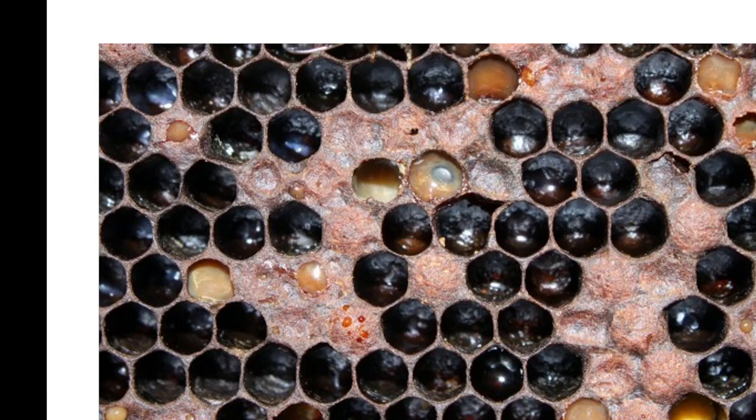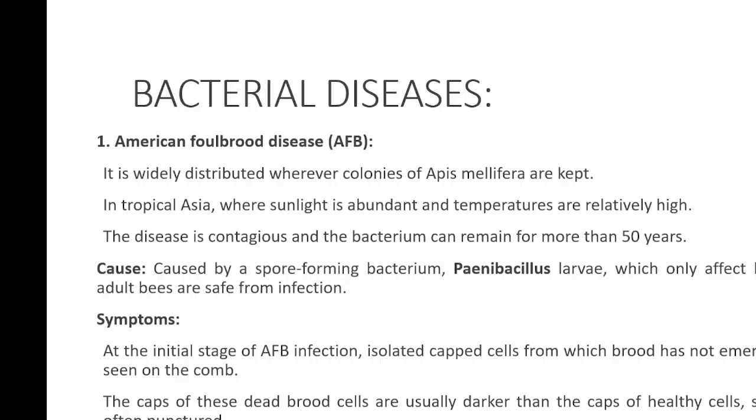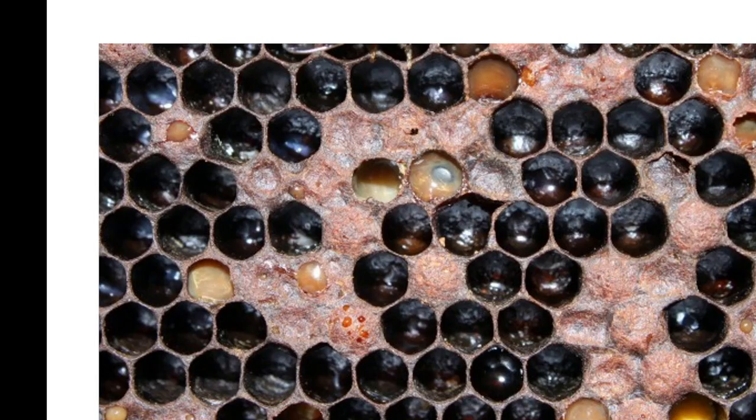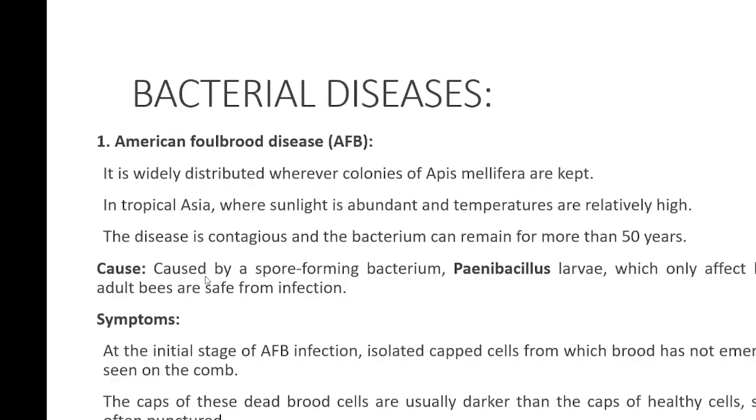This is how the disease will be manifested when it is infecting a beehive colony. So at the initial stage of American foul brood disease, isolated capped cells from which the brood has not emerged can be seen in the comb. So this is how it will be. Normally we can find a number of cells where the bacterial infection has taken place, but these are the normal cells from which the larva has come out. But here, because of this bacterial infection, the larva may not be able to develop into a honeybee adult.